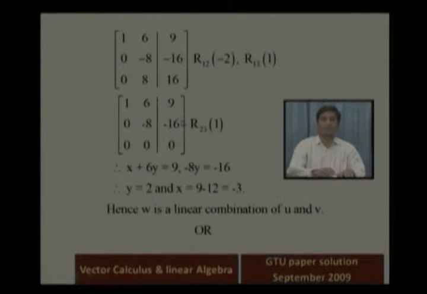So x + 6y = 9 comes from the first row, the first equation. From the second row we get -8y = -16. So y = 2, and x = 9 - 12 = -3. So definitely we get the values of x and y. Hence W is a linear combination of U and V. If we cannot find x and y, then W is not a linear combination of U and V, but here we can find the values of x and y, so W is a linear combination of U and V.